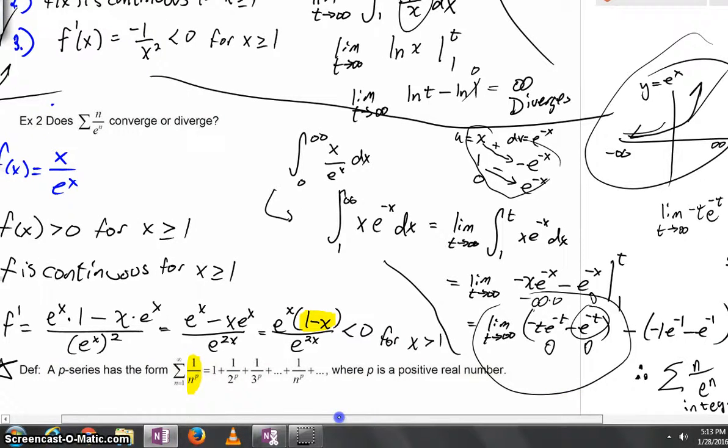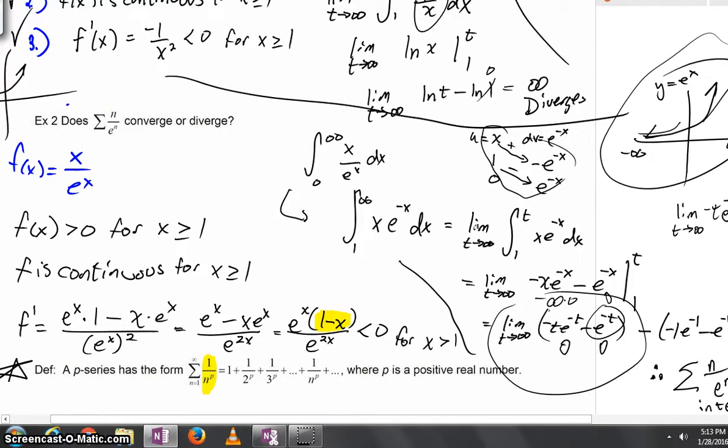Almost done. The p series. If you have the summation of 1 over n to the p, where p could be all different types of positive real numbers, you can see what would happen is n equals 1. You'd have 1 over 1 to the p. That's just a 1. Plug in a 2, you get 1 over 2 to the p. Plug in a 3, you get 1 over 3 to the p. And, of course, you'd have this expansion.